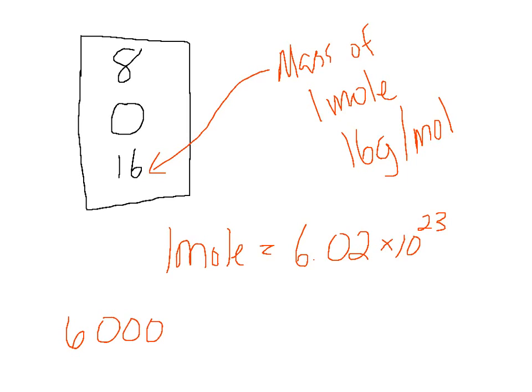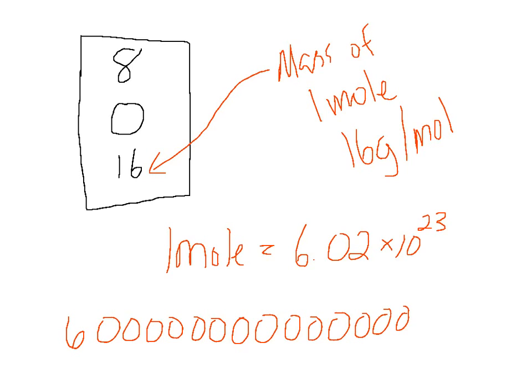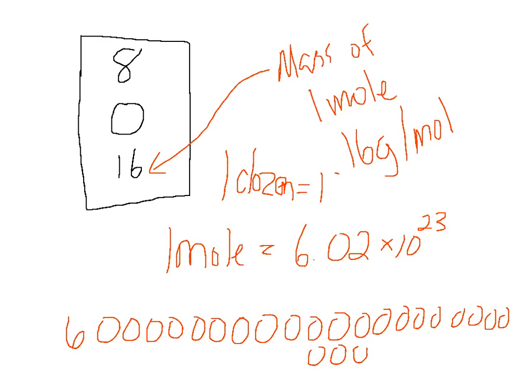1, 2, 3, 4, 5, 6, 7, 8, 9, 10, 11, 12, 13, 14, 15, 16, 17, 18, 19, 20, 21, 22, 23. So a lot of zeros. But it means the same thing as saying 1 dozen equals 12.